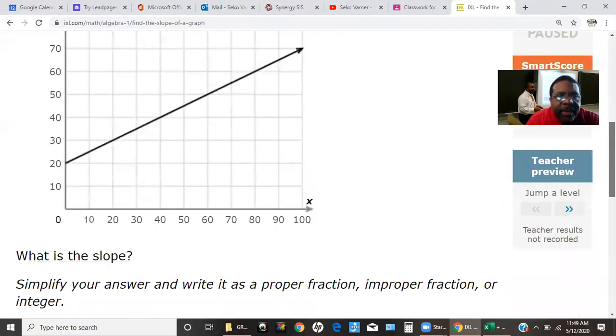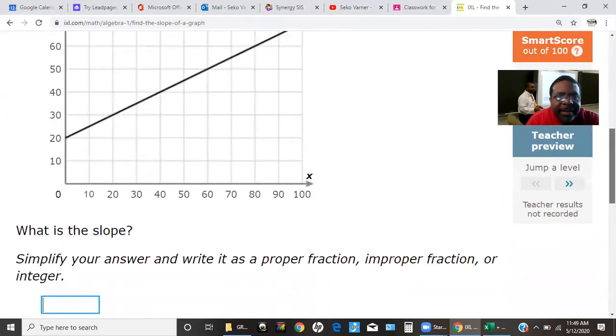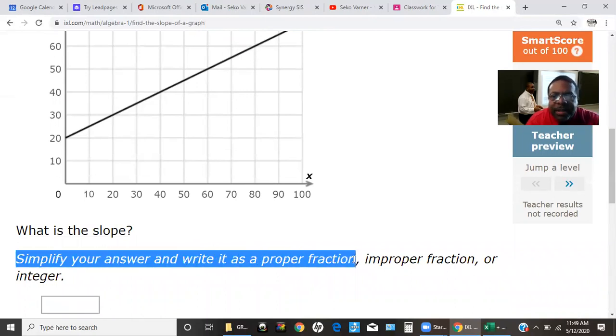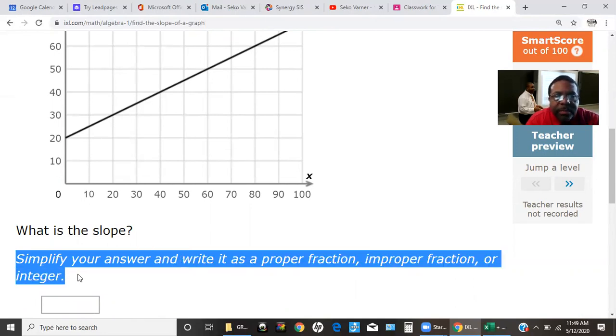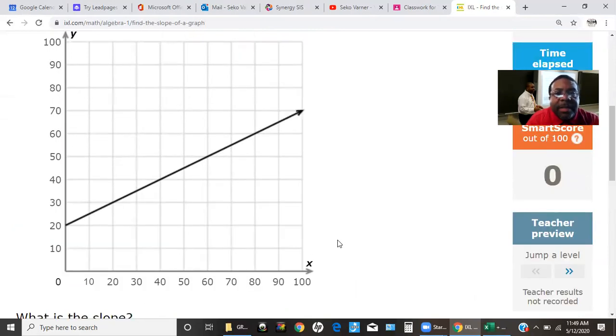Look at this graph. What is the slope? Simplify your answer and write it as a proper fraction, improper fraction, or integer. A proper fraction means that, you know what? Let's not even deal with that for right now. Right now, we need to get the slope of this line.